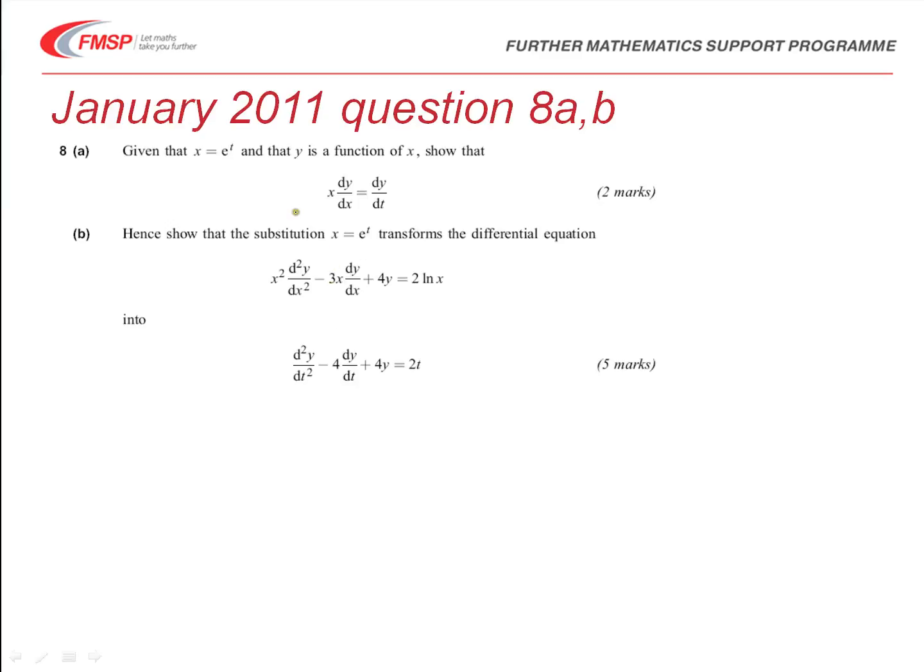Okay, in the first part we're asked to show that if x is equal to e to the t and y is some function of x, then x dy by dx is equal to dy by dt. Well, we know that dy by dt can be written using the chain rule as dy by dx times dx by dt.